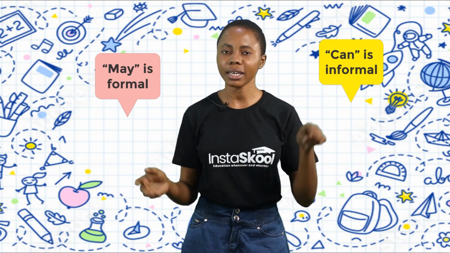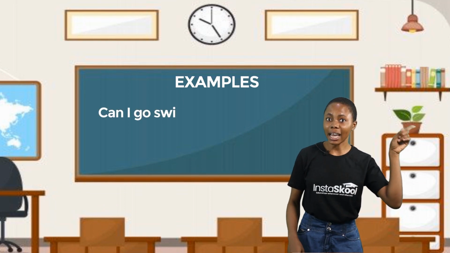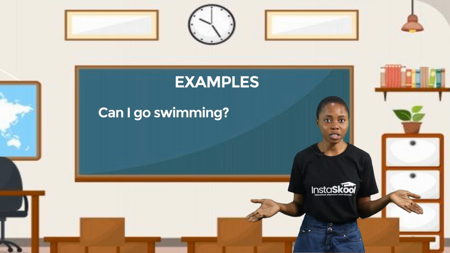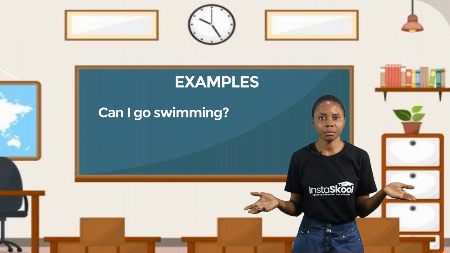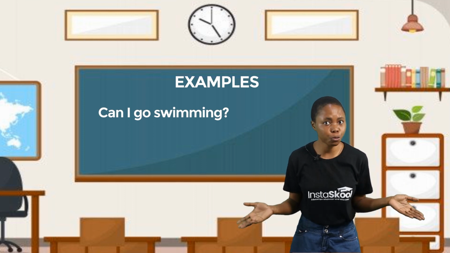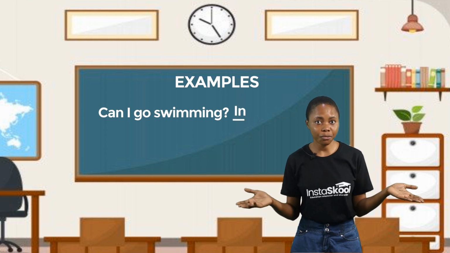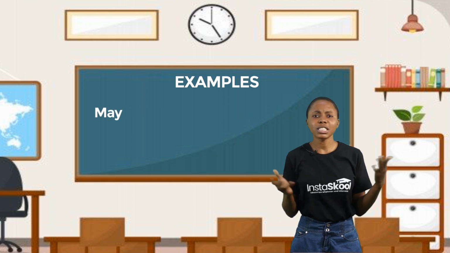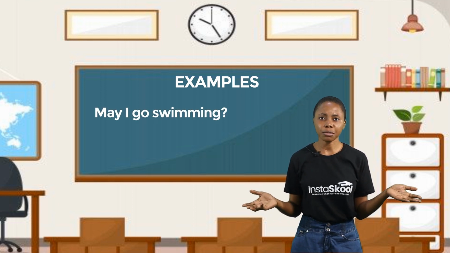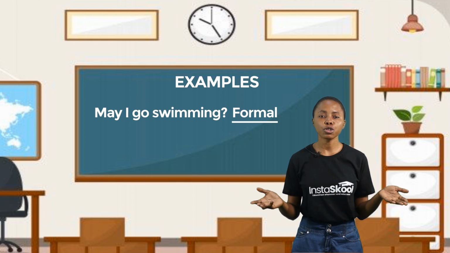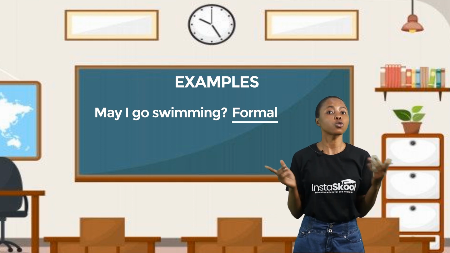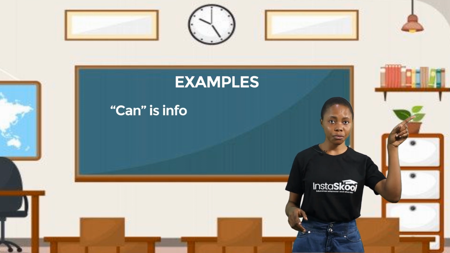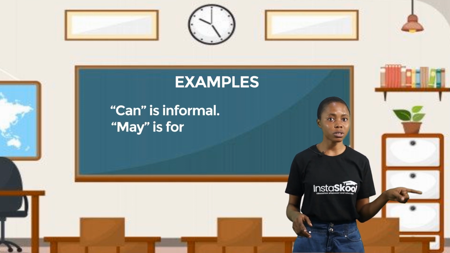An example would be, can I go swimming? You use can I go swimming when you are asking your friend if you want to go swimming in their pool. Hey, Tammy, can I go swimming? That's what? Informal. But we use may I go swimming? Let's say you and your class go on an outing, you see a pond. You use the word may, not can, when talking to your teacher. May I go swimming? So can is informal, while may is what?